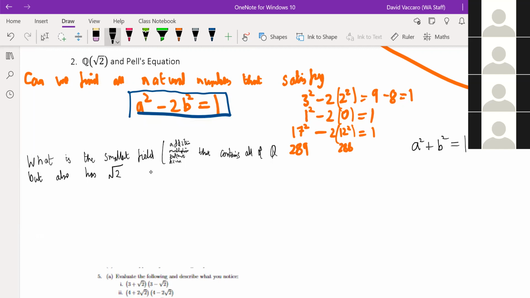But let's consider this question. What is the smallest field that contains Q, but also has root 2 in it? In other words, instead of dealing with all the irrational numbers to create the real numbers, let's just create a field that would allow us to take the square root of 2. Hopefully you would agree with me that the numbers of the form a plus b root 2 form a field.